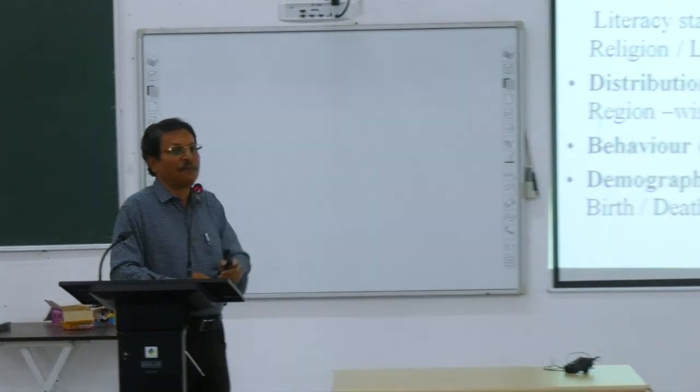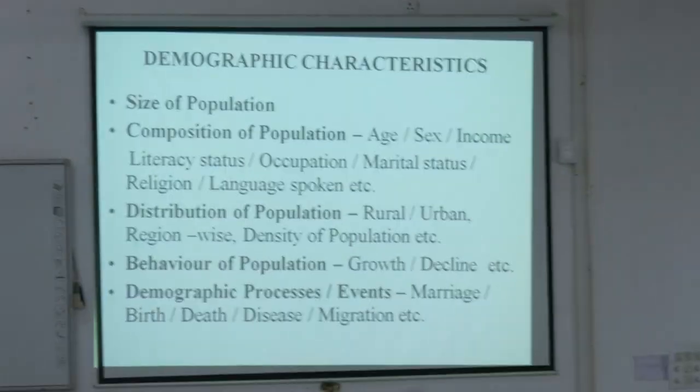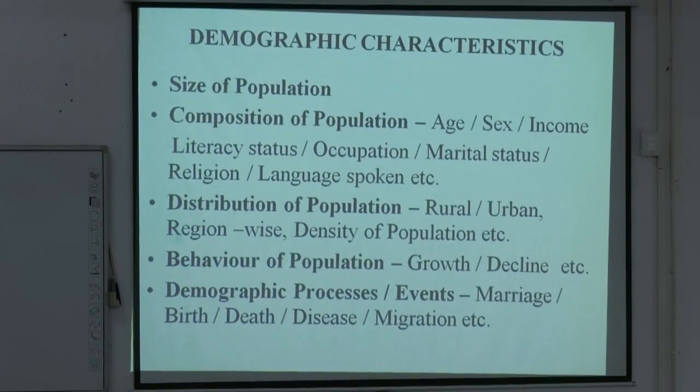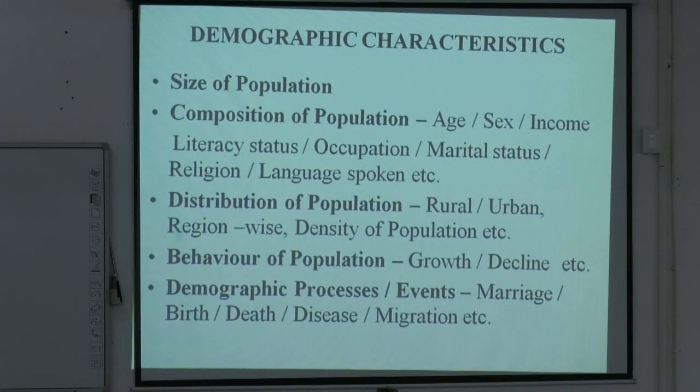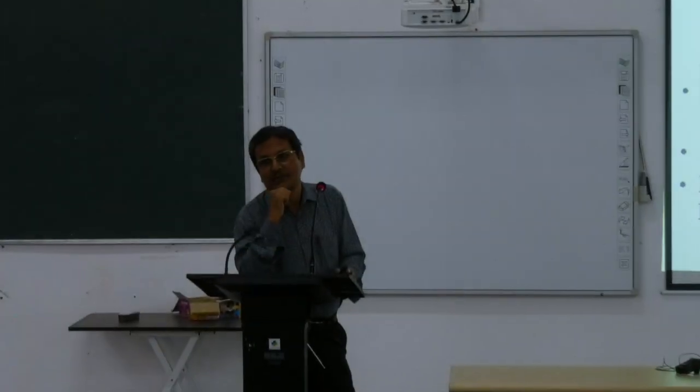So anybody may ask you how you define density of population. It is the number of population per square kilometer. Behavior of population: population is growing or declining. In our country, it is growth, not decline. But you know some countries are very anxious about the population if it declines.